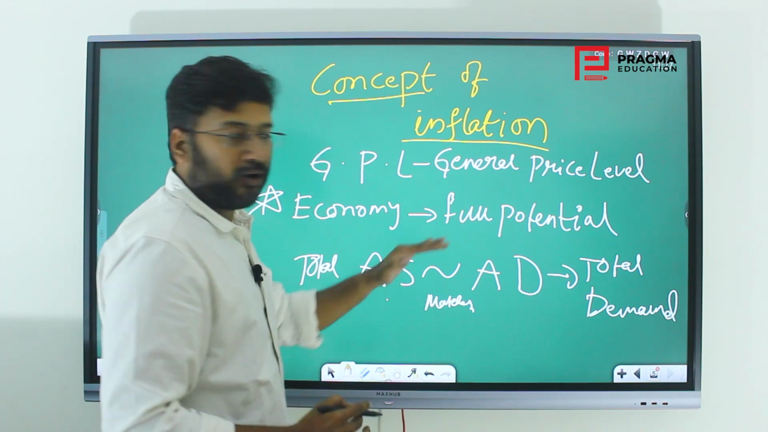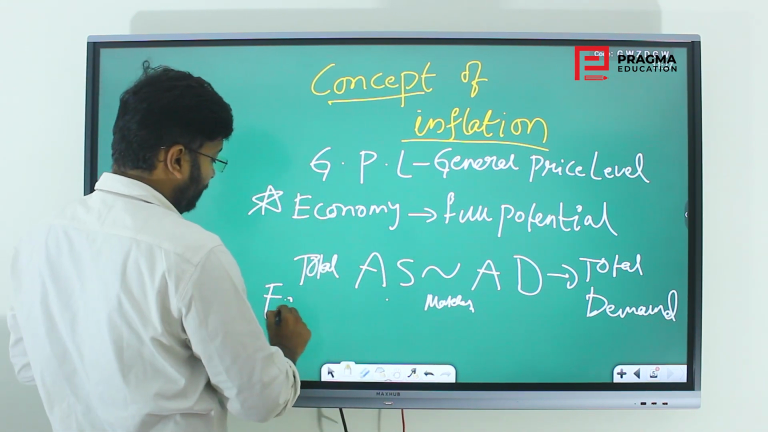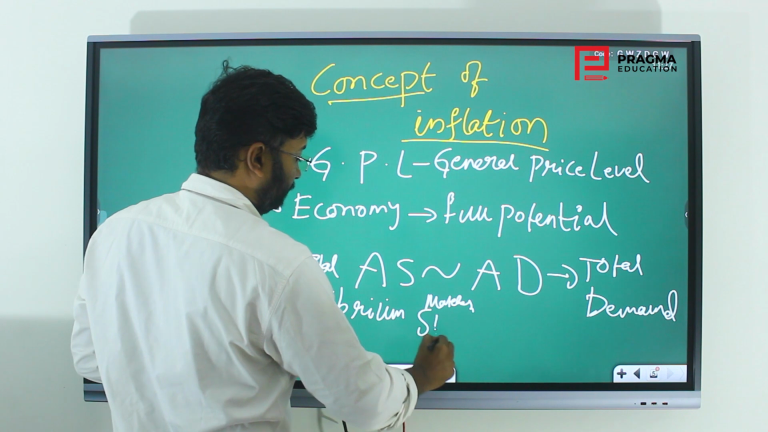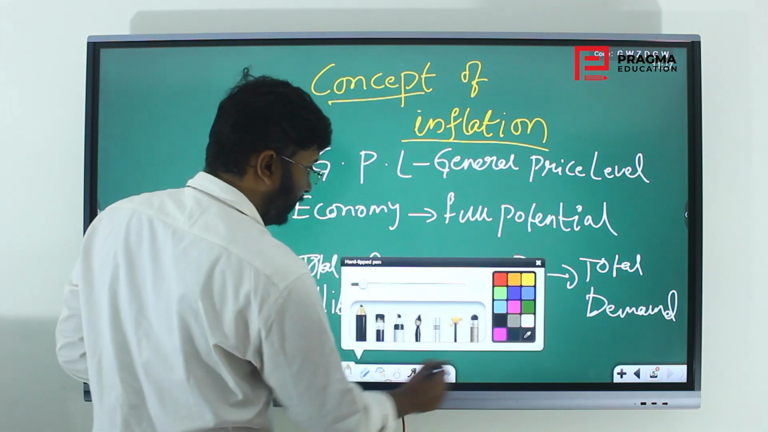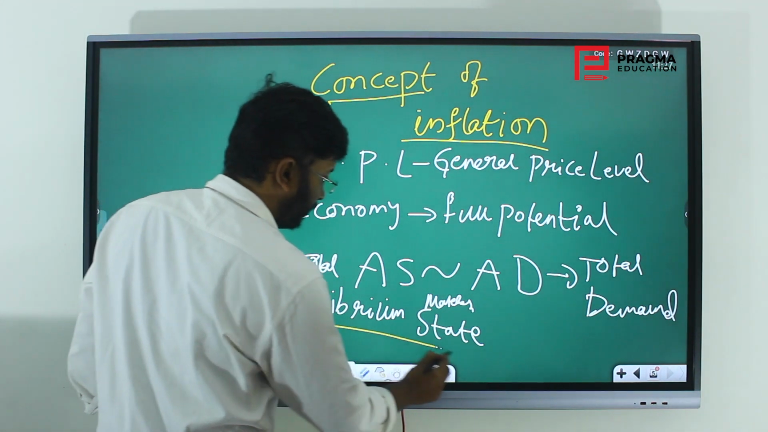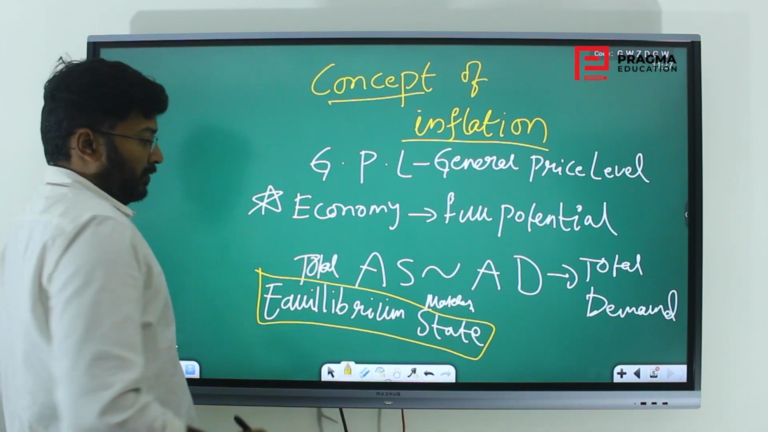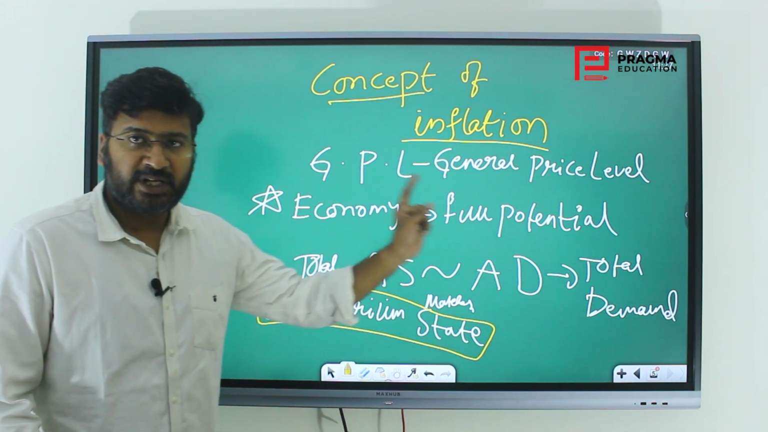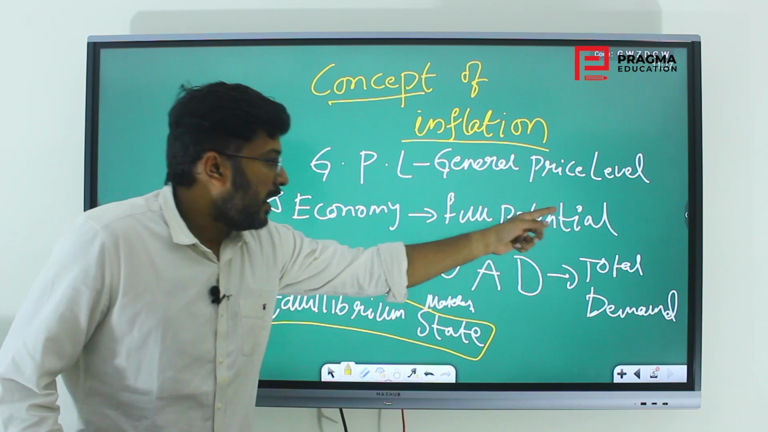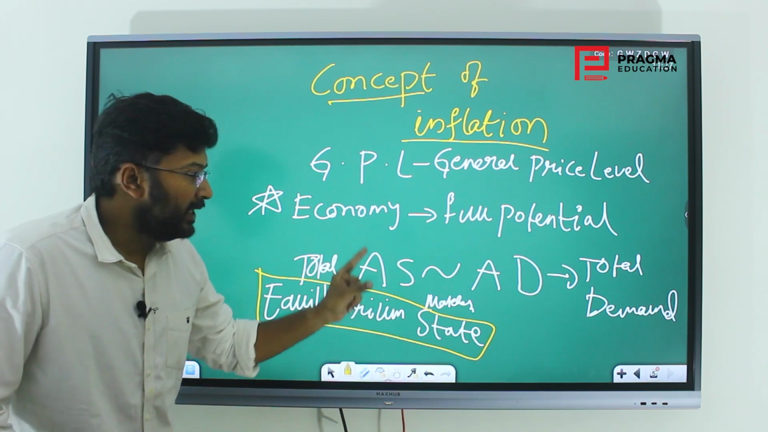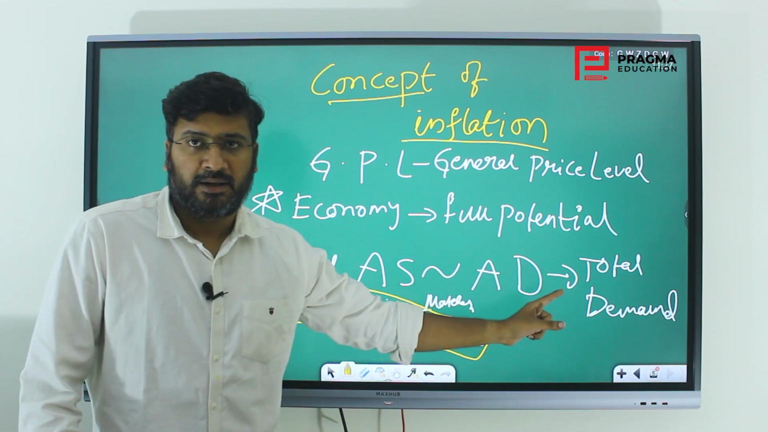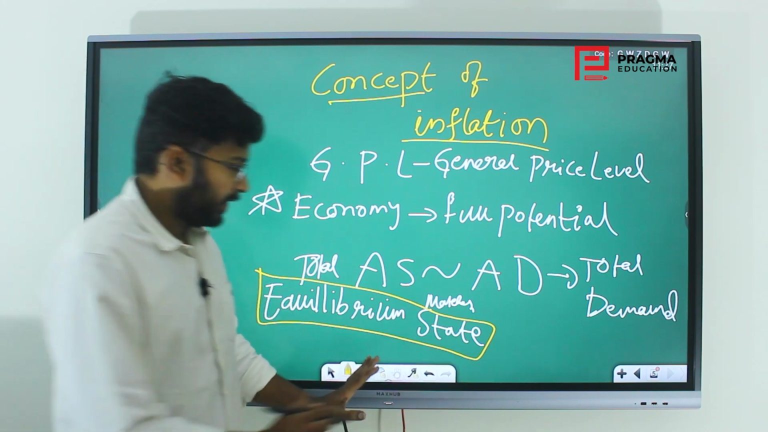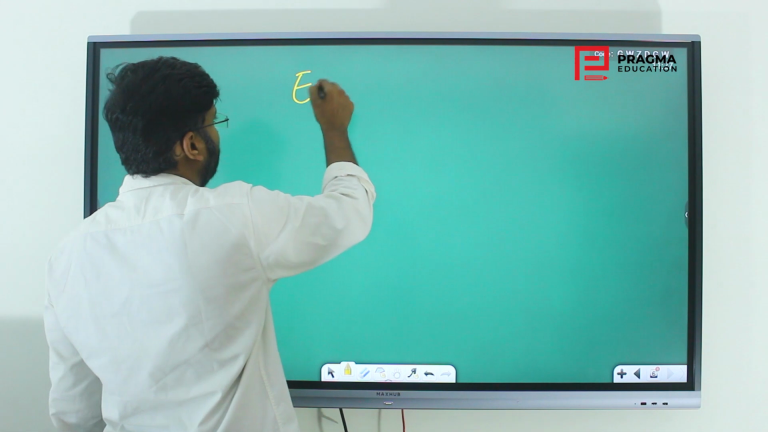This state of economy is called equilibrium state. Remember this equilibrium state, because this forms the basis for the further concept. So what is equilibrium state now? Equilibrium state is when an economy is working at its full potential and the aggregate supply is matching the aggregate demand. Such a situation is called equilibrium state. Okay, remember till here the equilibrium state.